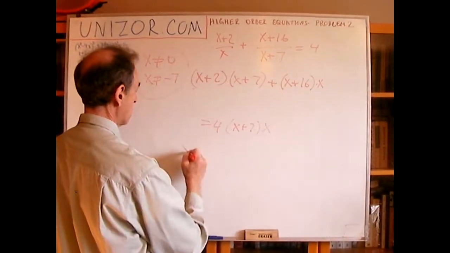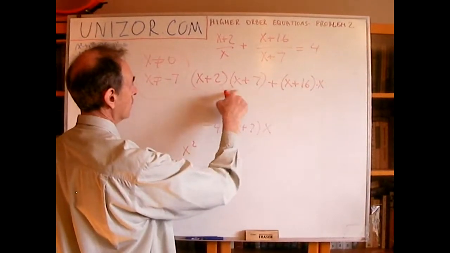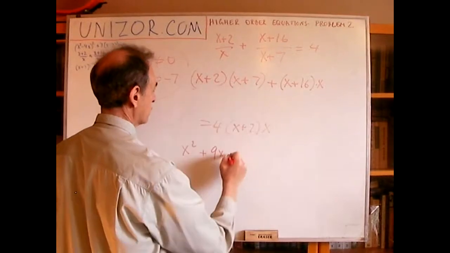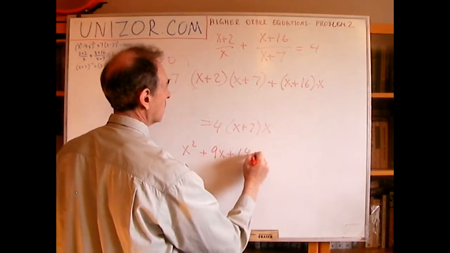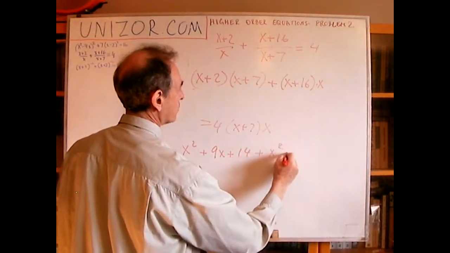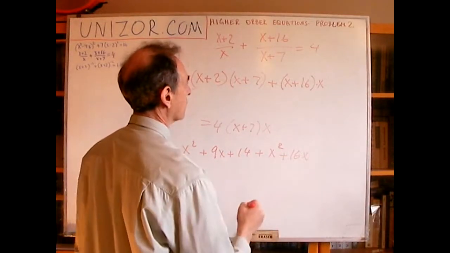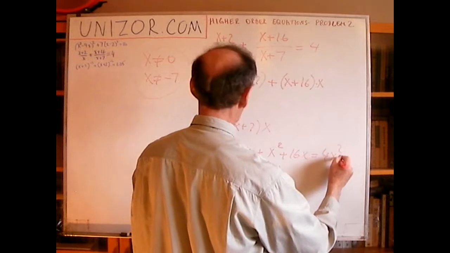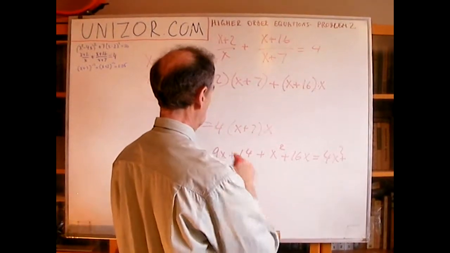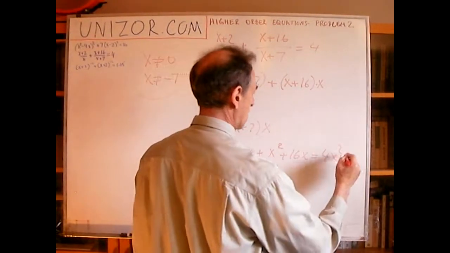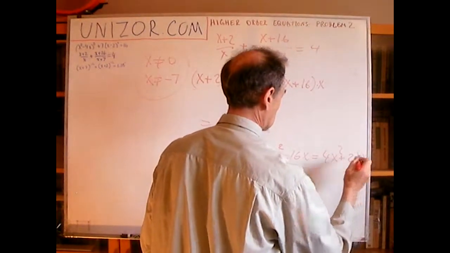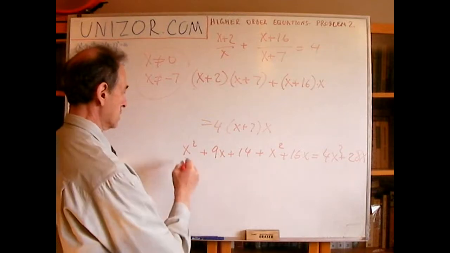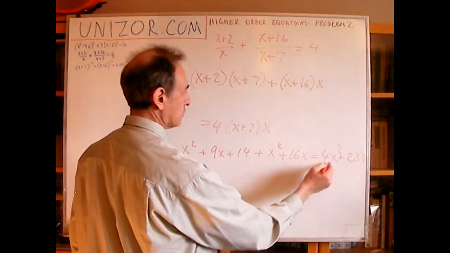That should be easy. So this is x squared, 2x and 7x and 9x plus 14 plus x squared plus 16x equals 4x squared plus 28x. This is my equation. So x squared, and 4x squared.